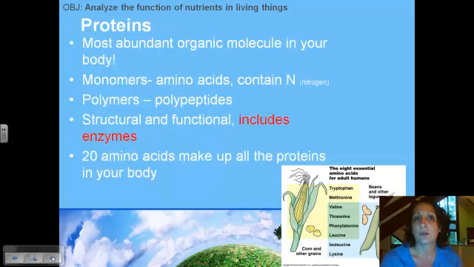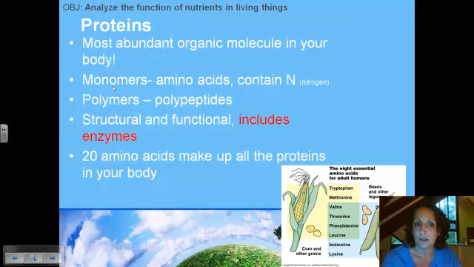Okay, the next group of organic compounds are the proteins. And these are actually, if you take away water, the most abundant molecule in your body. Water's not organic, so they really are the most abundant organic molecule, the most common. If you take away everything, you're mostly proteins.